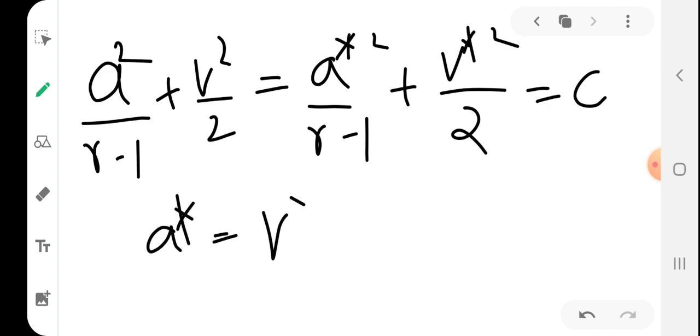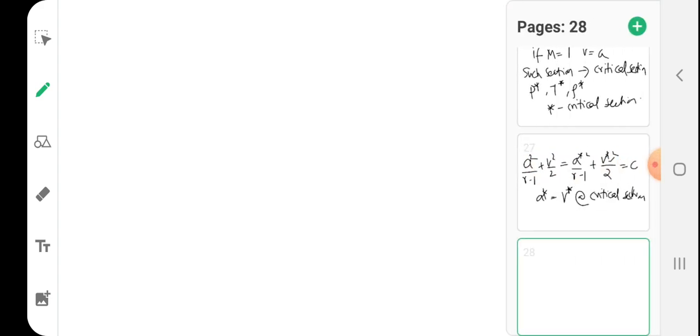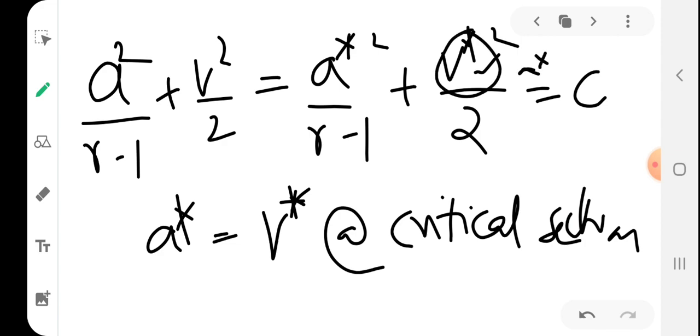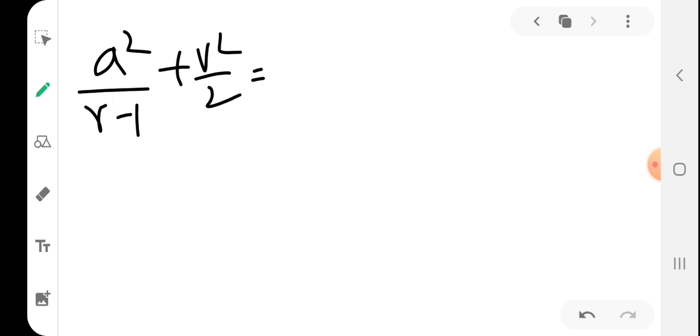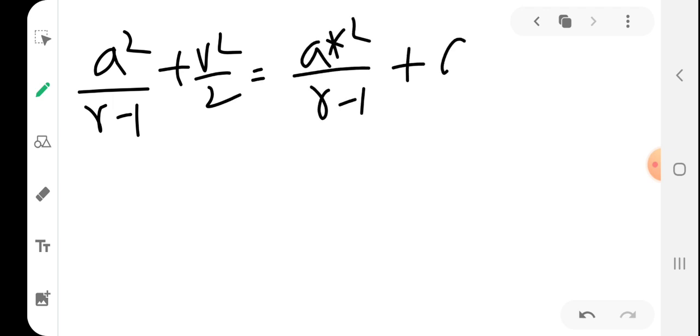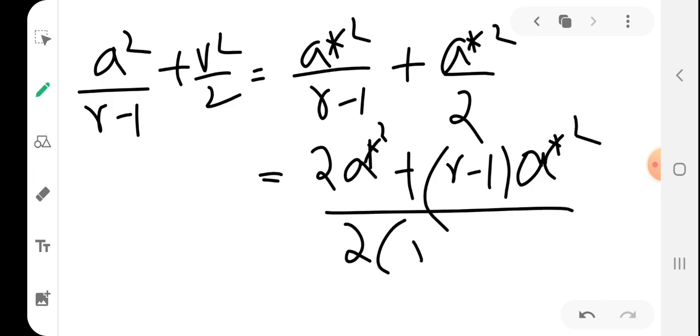But a star is equal to v star, because these are star values at the critical section, since Mach is 1, right? Therefore I am substituting v star with a star. Then what will be the equation? A square by gamma minus 1 plus v square by 2 equals a star square by gamma minus 1 plus a star square by 2, because a star is equal to v star, and this will become 2 a star square plus gamma minus 1 a star square by 2 gamma minus 1, right?